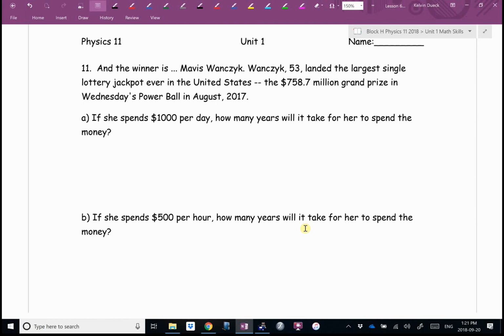I think what I'm going to do is this. I'm going to take that 758.7 million, and the first thing I'm going to do is divide it by 1,000 so I can see how many days it's going to take. $1,000 a day, how many days go into that? I'm ignoring you, Ben.